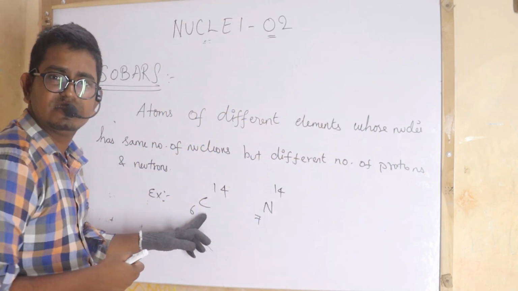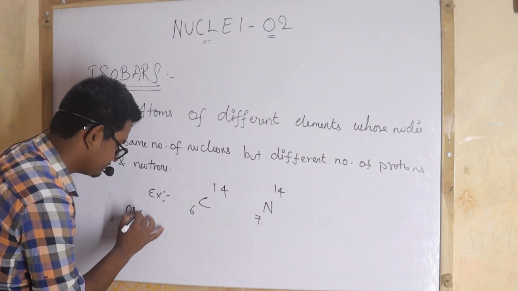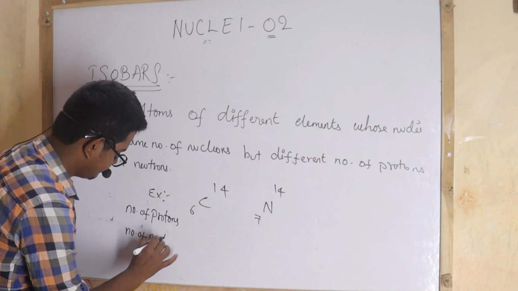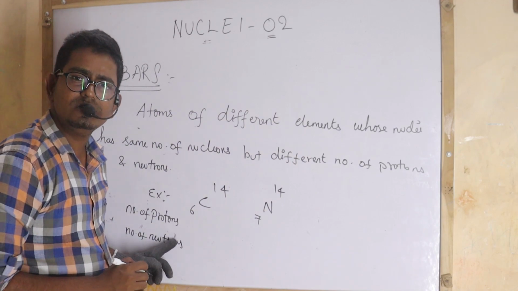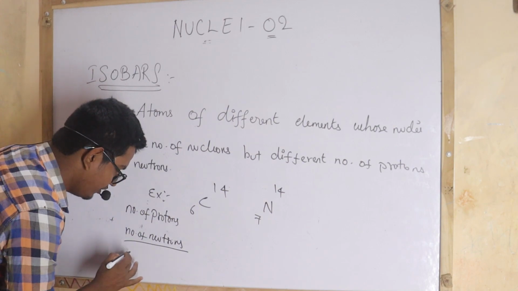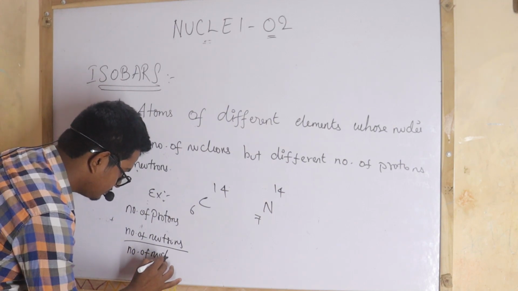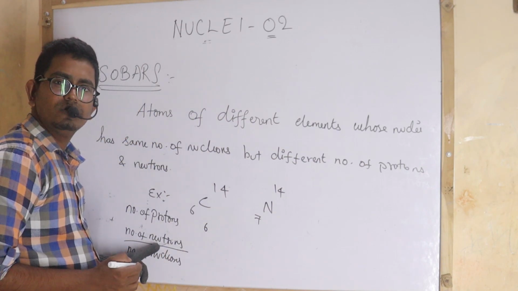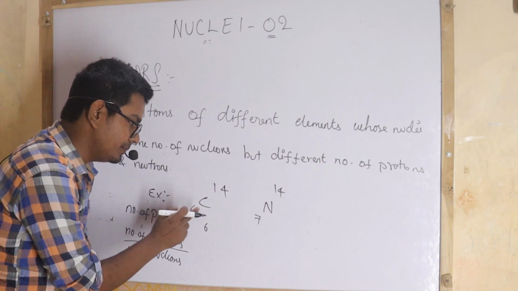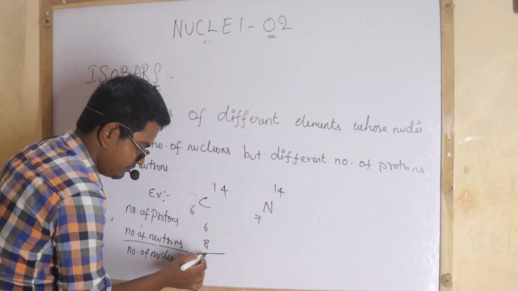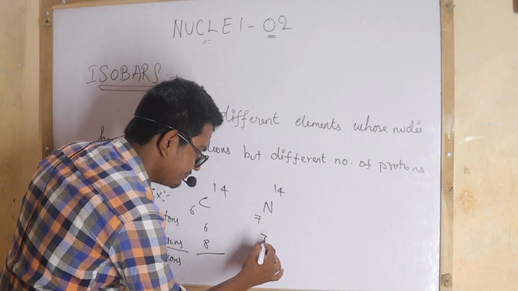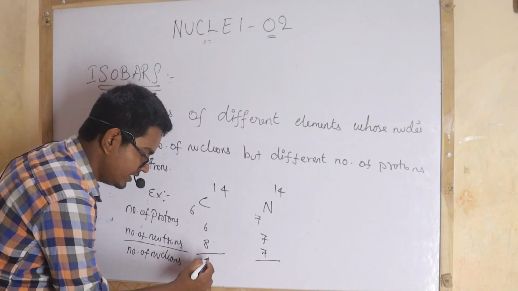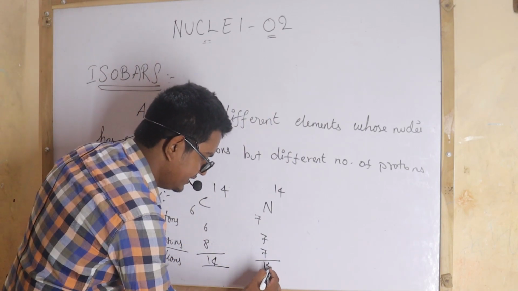So as you can see here, the number of protons and number of neutrons, if I add them, I will get the number of nucleons. Here the number of protons is 6. Number of neutrons is 8. As you can see, mass number minus atomic number, 14 minus 6, is nothing but 8. Here the number of protons is 7. The number of neutrons is 14 minus 7, which is nothing but 7. And I am going to add this one. It is 14 and it is 14.